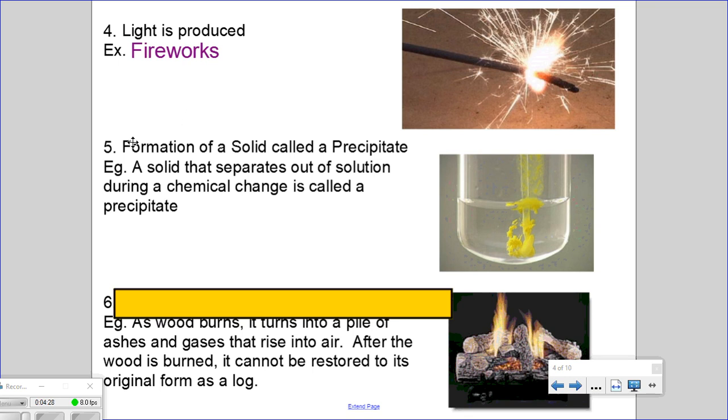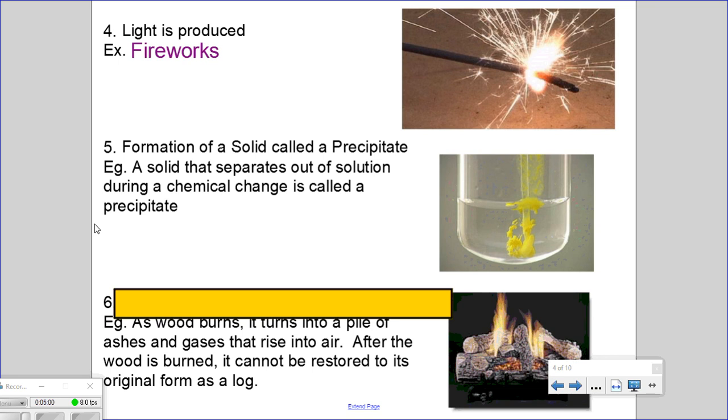Now, you could also get formation of a solid. When you get formation of a solid in a chemical reaction, this solid is referred to as a precipitate. It is a solid that separates out of solution during a chemical change, and this is called a precipitate. Think about if you've ever mixed lemon juice with milk. The chunks that form are a precipitate resulting from that reaction of lemon juice with milk.